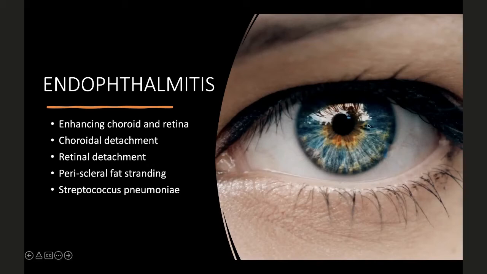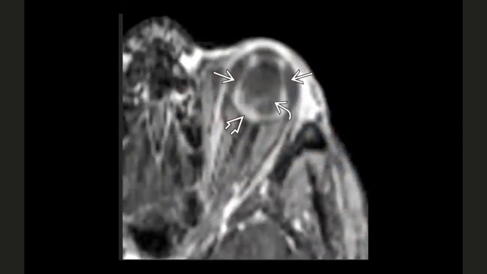So the next set of diseases we'll be looking at are related to endophthalmitis and other stuff. So how do I tell it? When I'm starting to see enhancement of the choroid and retina, when there's detachment of choroid or retina, because, you know, these create exudates and stuff like that. And then when you start seeing stranding around the globe, periscleral, naturally the sclera is weeping. And for endophthalmitis, the most common microorganism is Streptococcus pneumoniae. So there it is. Looks like an ugly globe, right?